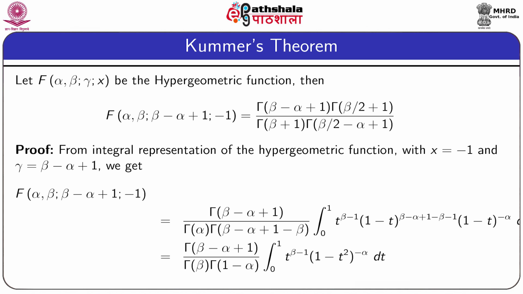In our last theorem, which is the Kummer's theorem, we have to show that if F of alpha, beta, gamma, x be the hypergeometric function, then F of alpha, beta, beta minus alpha plus 1, minus 1 is equal to gamma function beta minus alpha plus 1, gamma function beta by 2 plus 1 divided by gamma function beta plus 1, gamma function beta by 2 minus alpha plus 1. So, basically we have to replace this x by minus 1 and this gamma by beta minus alpha plus 1.